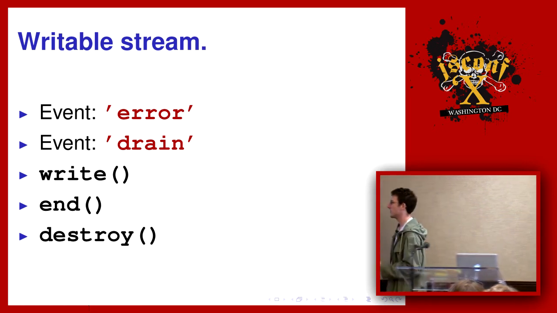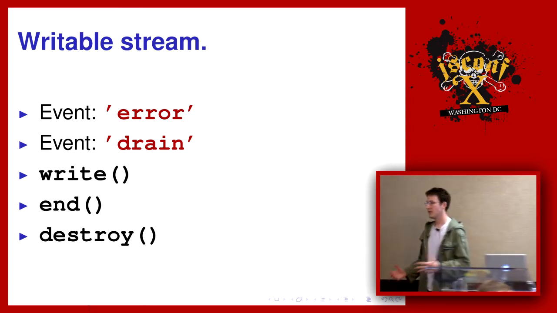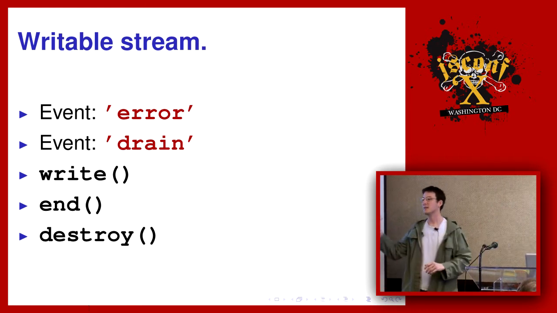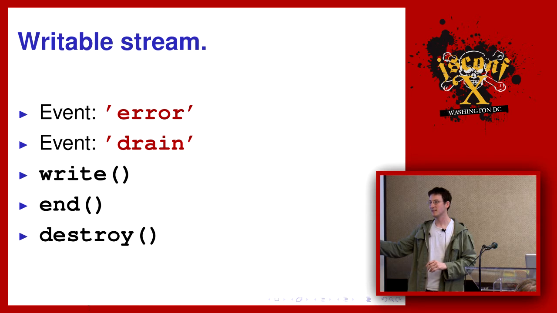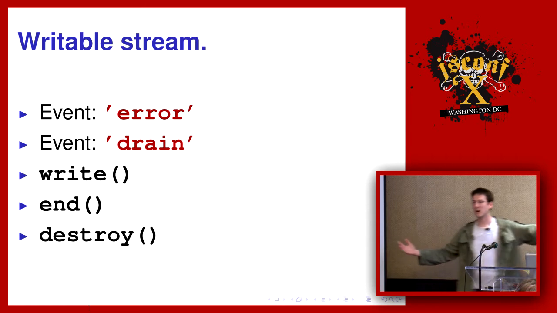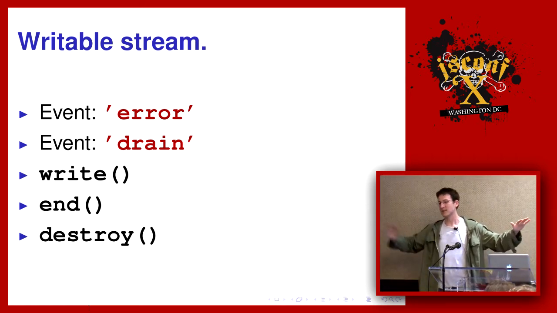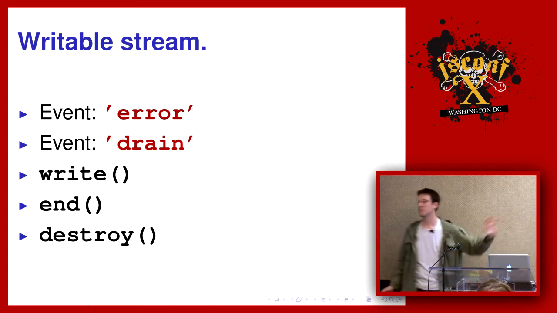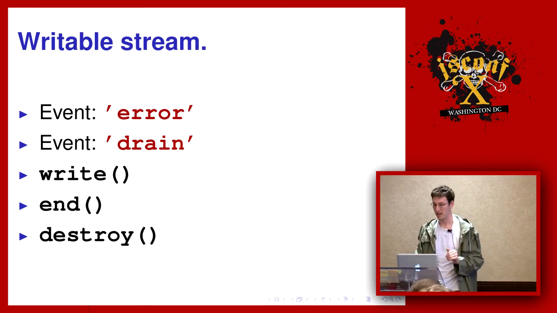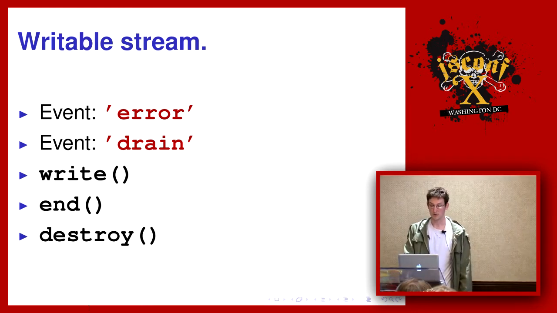With this drain and this pause and this resume, you can take data from here and pump it into there, and when this one returns false from write because the buffer is filled up, you say pause, I can't handle any more over here, and wait till this data flows out. If you're pumping something from a very fast connection into a very slow connection, this will happen. So you need to be able to handle these throttling issues.